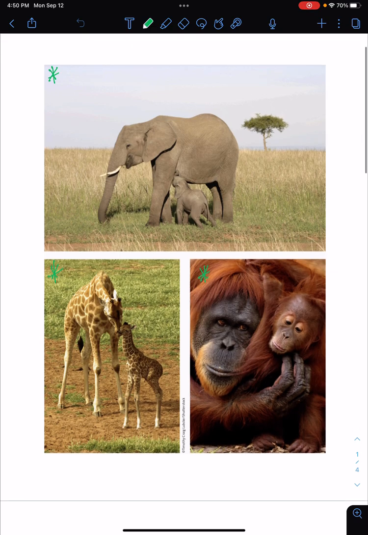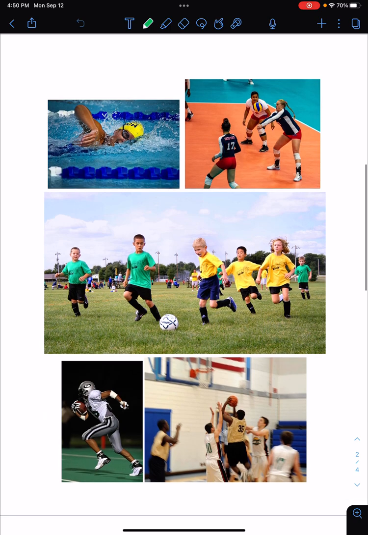Let's go to station number 2. All right, so we got station number 2 here. Looks like we've got lots of different sports. We've got swimming over here. We got soccer. We've got volleyball, basketball, and football. All right. So sports, definitely.